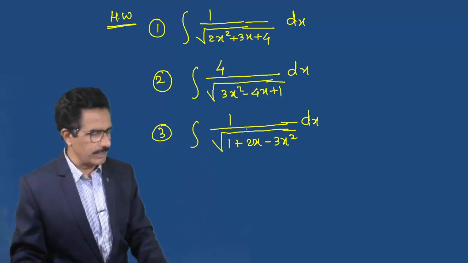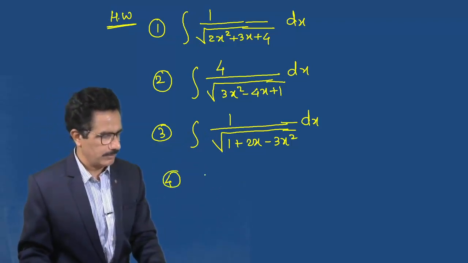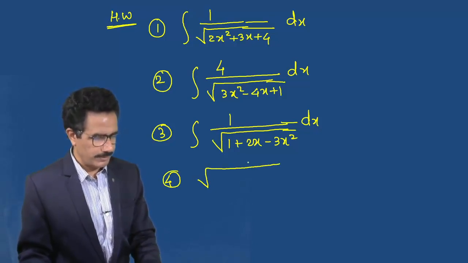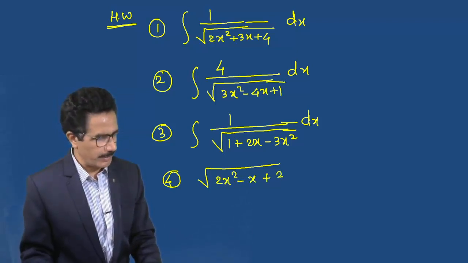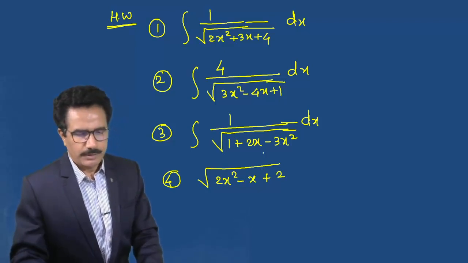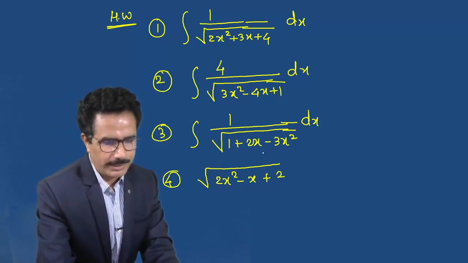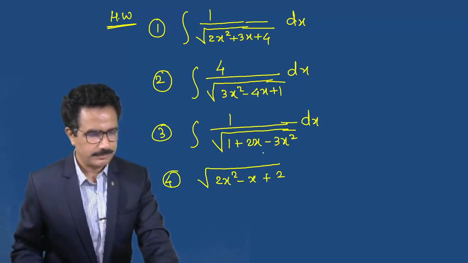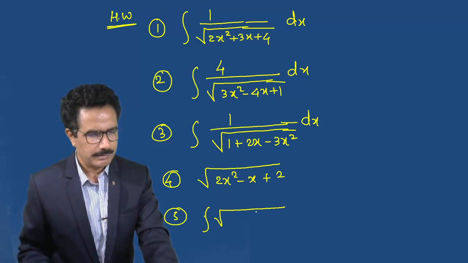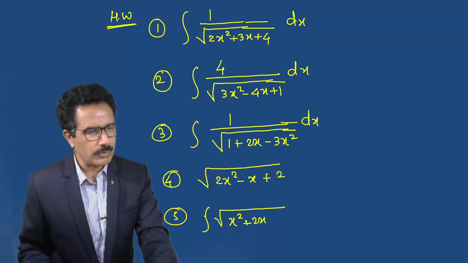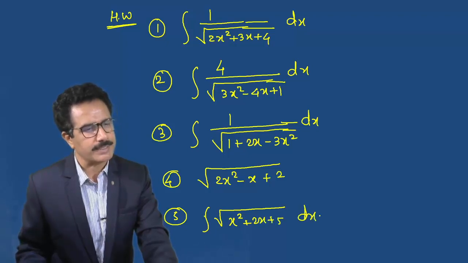हे पहिल्या टाईपचे आहेत. आता दुसऱ्या टाईपचे देतो तुम्हाला. Fourth, root of 2x square minus x plus 2. So again we can use, 1 minute, fifth, root of x square plus 2x plus 5 into dx.